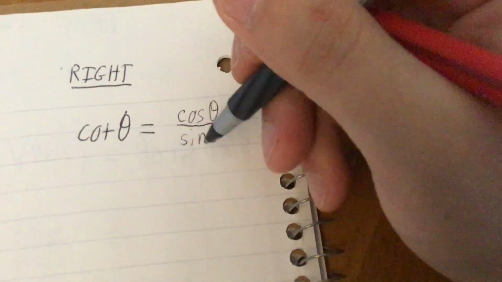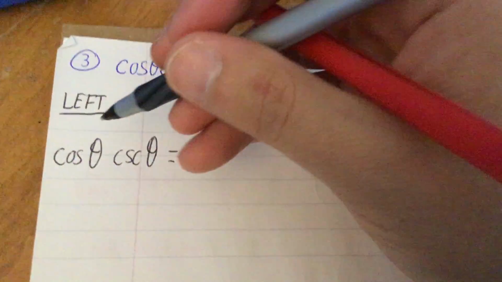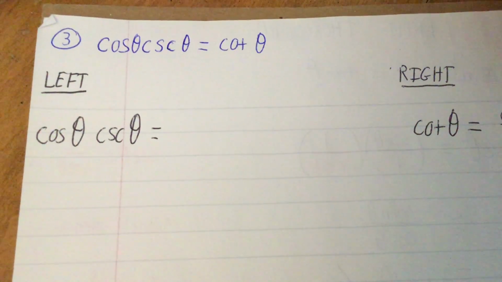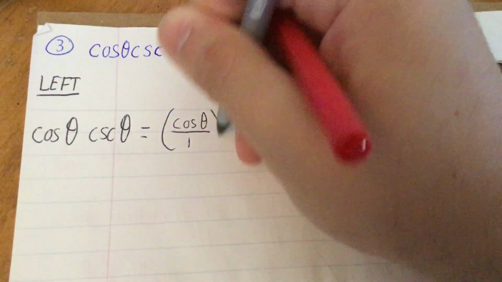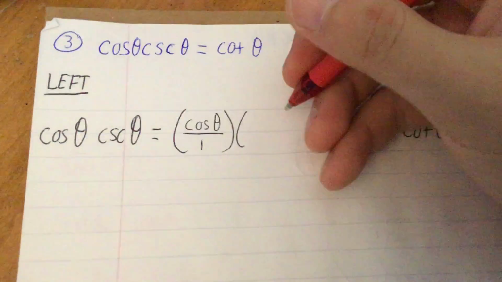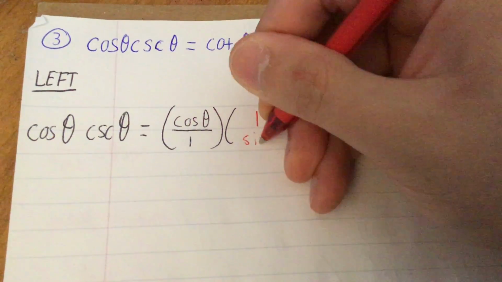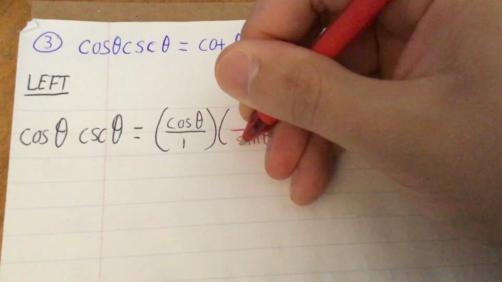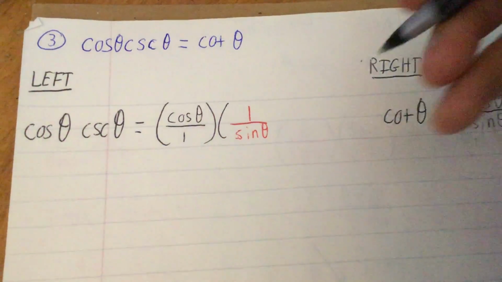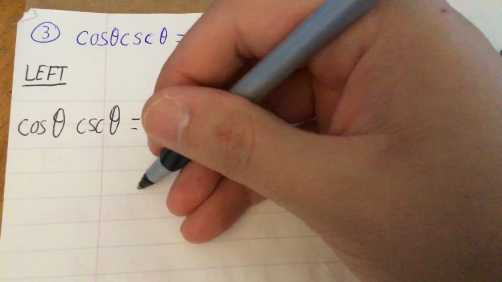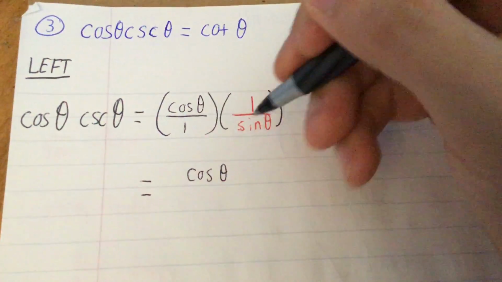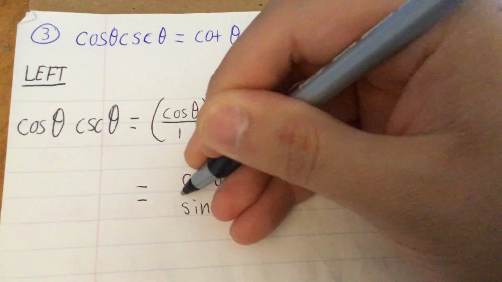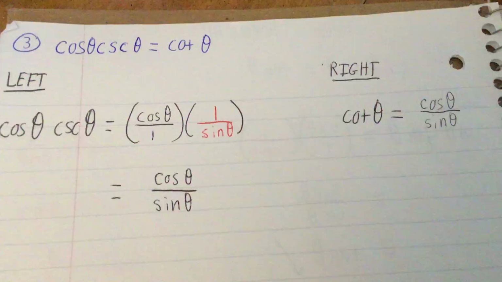Hopefully the left side can be broken down into cosine over sine. Well, can I break anything down for cosine of theta, cosecant of theta? Well, cosine can be just cosine of theta over 1. Nothing really helpful there. Well, cosecant is 1 over sine of theta. Well, cosine times 1 is cosine, 1 times sine is sine. So the left leads to cosine over sine. The right leads to cosine over sine.